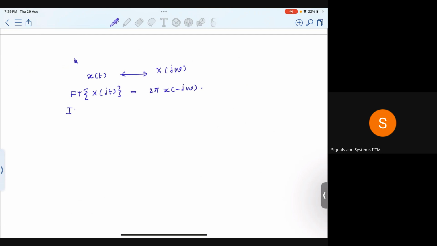So what I was saying is not a theorem, but a rule, I think. There is no rule like that. There is no specific property like that.